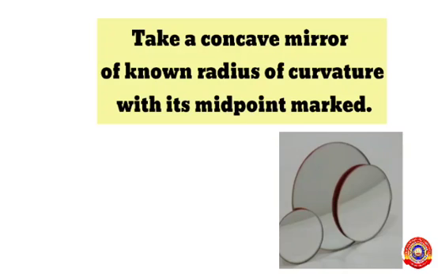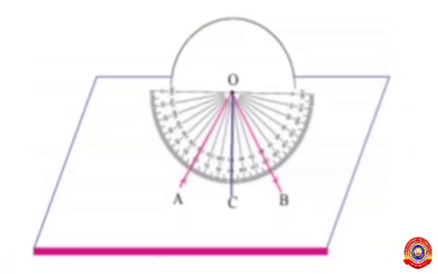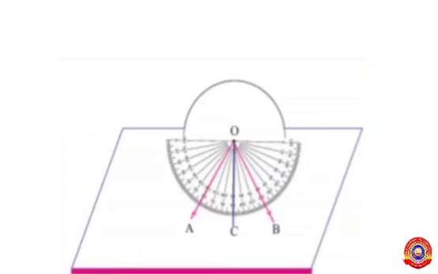Take a concave mirror of known radius of curvature with its midpoint marked. Insert half the portion of the mirror in a cardboard or thermocol sheet as shown here. Fix the printout of a protractor in front of the mirror. Draw the axis through the midpoint which is already marked and mark the center of curvature on it. Let's consider AO is the light ray from a laser torch to fall on the mirror at a suitable angle along the surface of the thermocol.